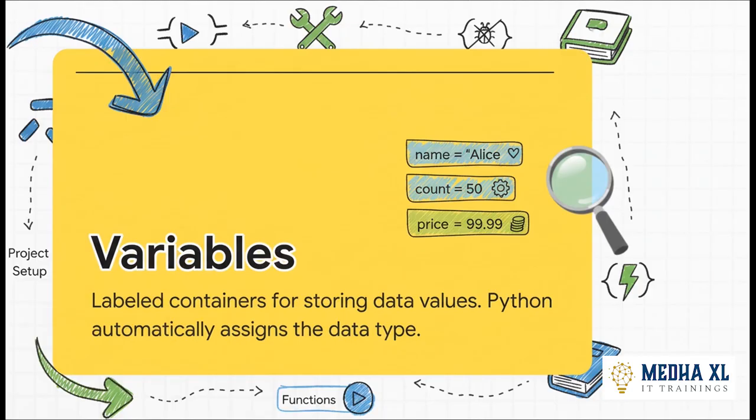Honestly, the best way to think of them is just as labeled containers, little boxes. You pop some information inside, slap a name on it, and now you can find it later. Super simple. But here's what's so cool about Python. You don't even have to tell it what kind of stuff you're putting in the box. It just figures it out. This is called dynamic typing, and trust me, it makes writing code way, way faster.